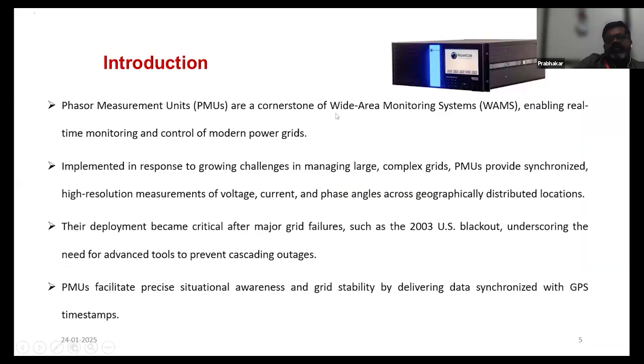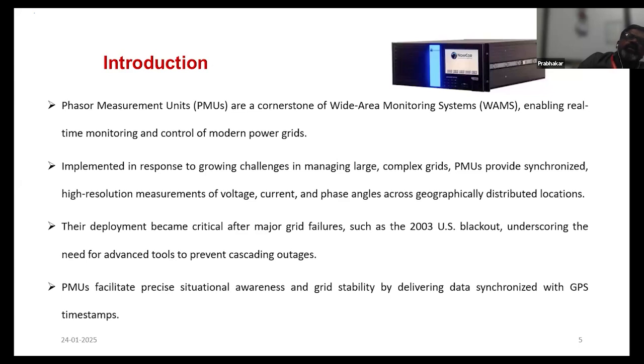So the wide area monitoring system is always closely associated with the PMU, because we are working on real-time monitoring and controlling of power grids. It is basically implemented in managing a large complex network, with very high resolution voltage, current, and phasor angles across geographical locations. And this phasor measurement concept is associated with data analytics in power systems. It's a separate topic now.